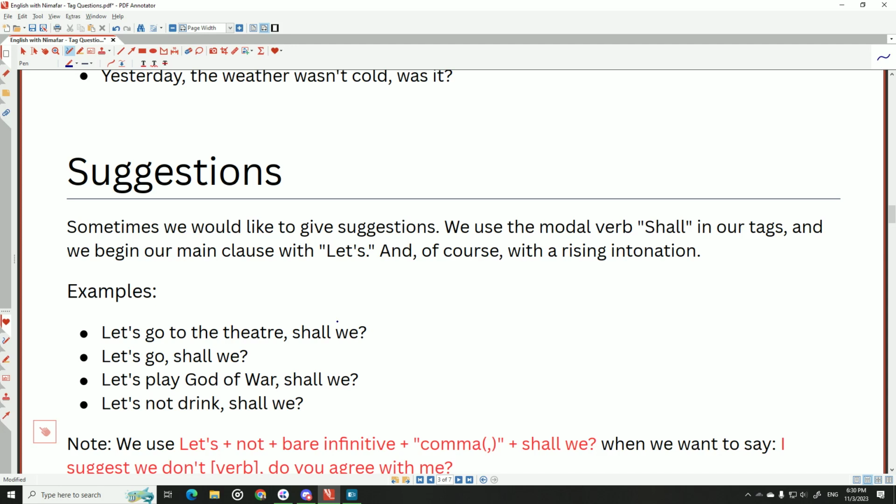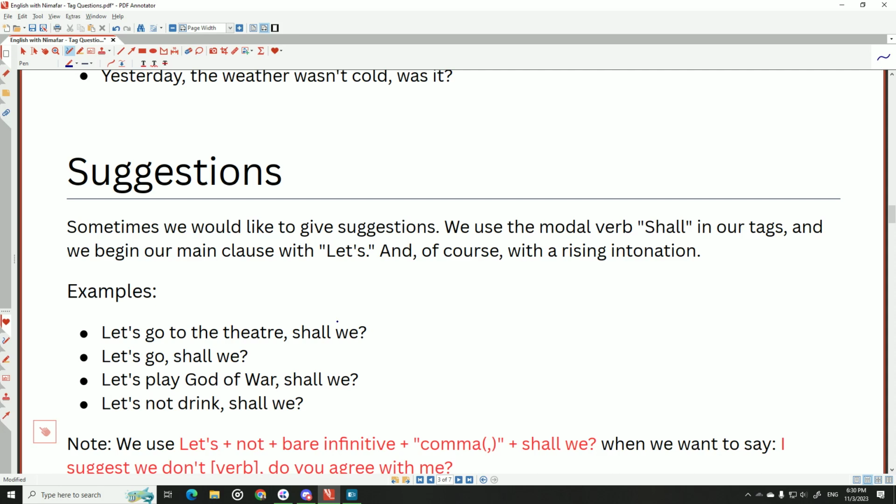Shall we? The tag form here is only "shall we." Whenever you use "let's," you use "shall we," regardless of whether it's positive or negative. Let's go to the theater, shall we? Let's go, shall we? In many American movies, you hear them say "shall we?" without any main clause. It means, for example, let's go, shall we? Or let's do something, shall we? Depends on the conversation. Let's play God of War, shall we?